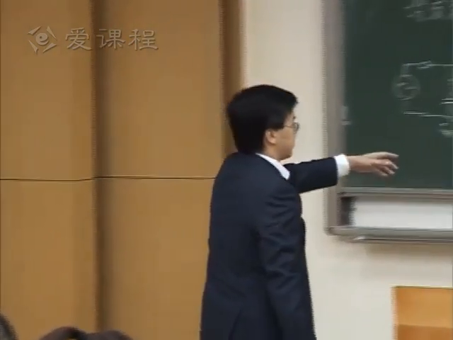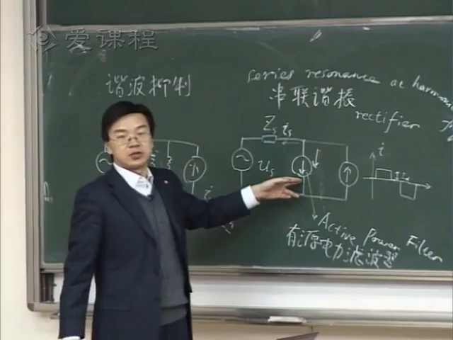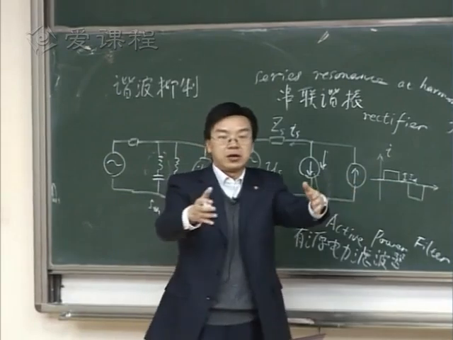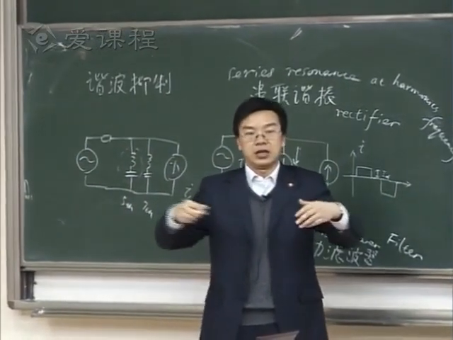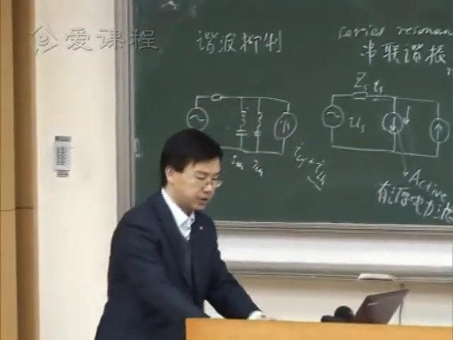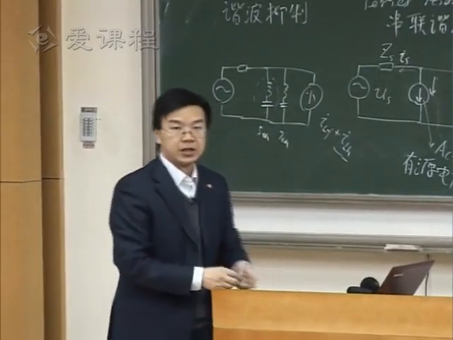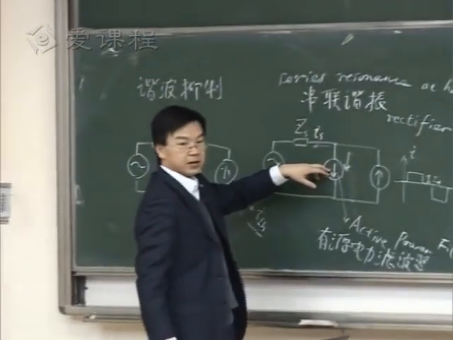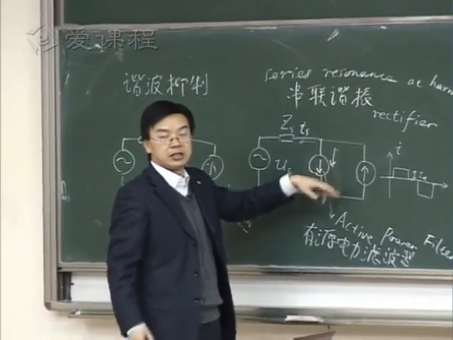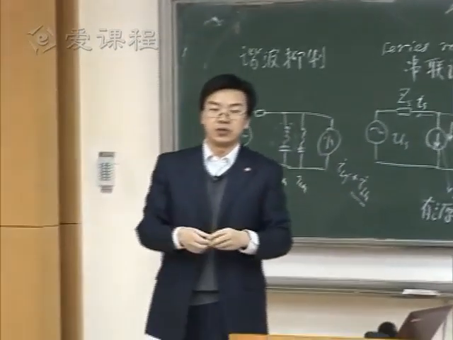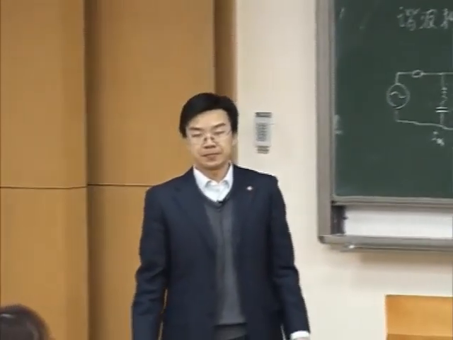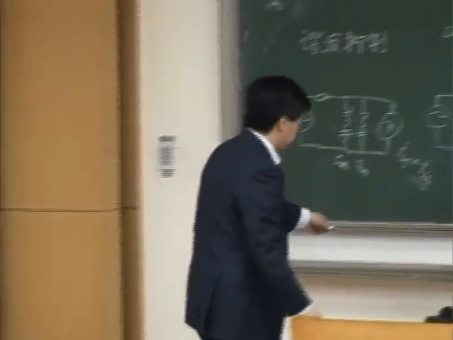But for active filter, it's not necessary. I can only have one power converter here. No matter how many frequency harmonics you have in the load, I just detect them all. Detect those harmonic currents as a total harmonic current. The total harmonic is ILH. Then I generate one current here in the same amount but reverse direction of that ILH. And I can deal with all the different frequency harmonic currents. So that's the second good solution, the second benefit for the active filter.